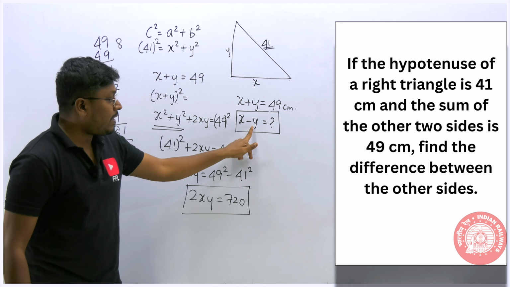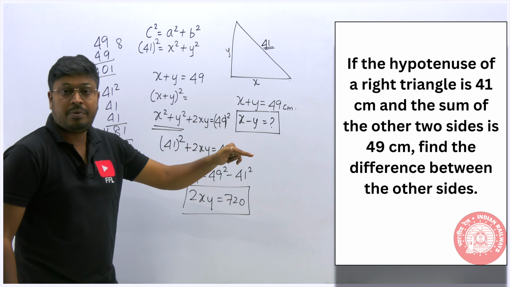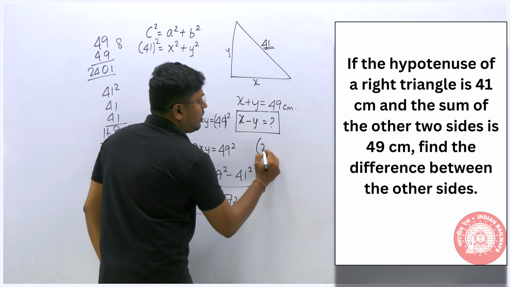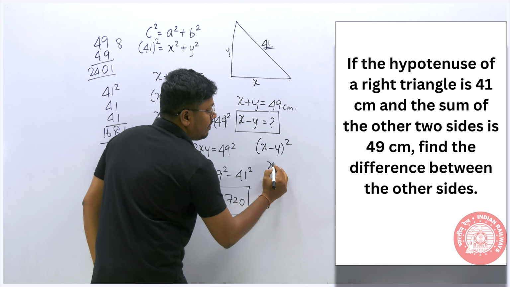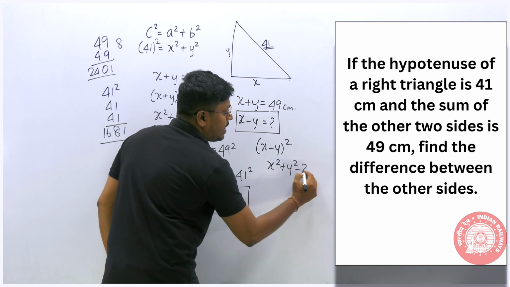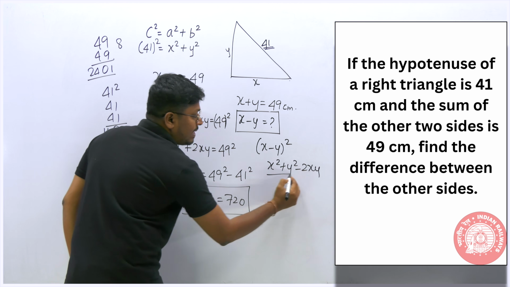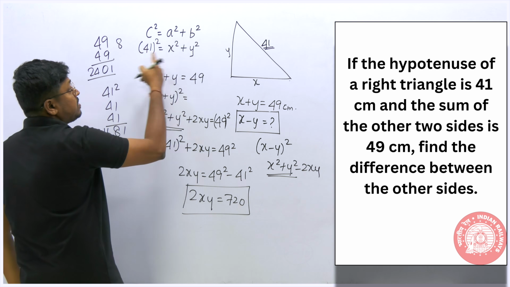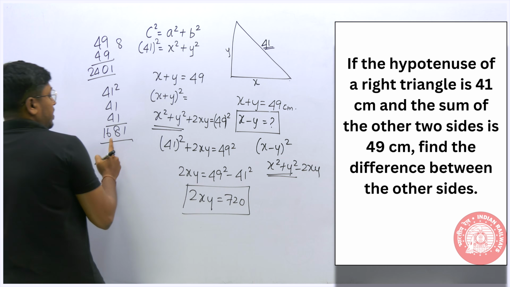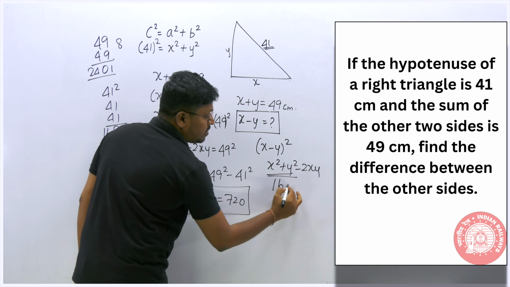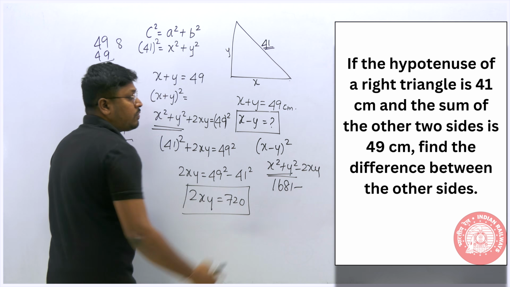Our target is to find what x minus y is equal to. So similarly, apply the same logic. (x minus y) the whole square will be x square plus y square minus 2xy, right? We know what (x plus y) the whole square is. So x square plus y square is 41 square. 41 square is 1681, so we can substitute 1681 here, minus 2xy.